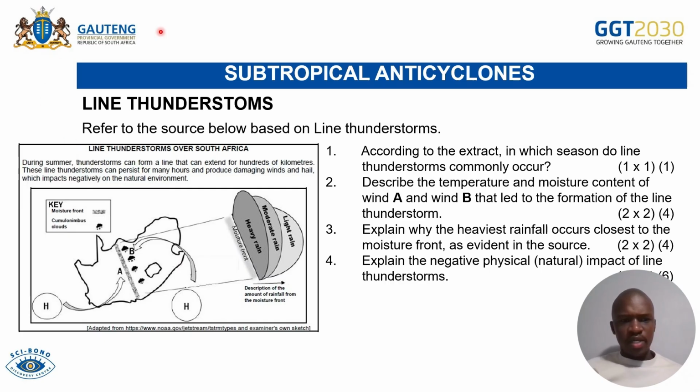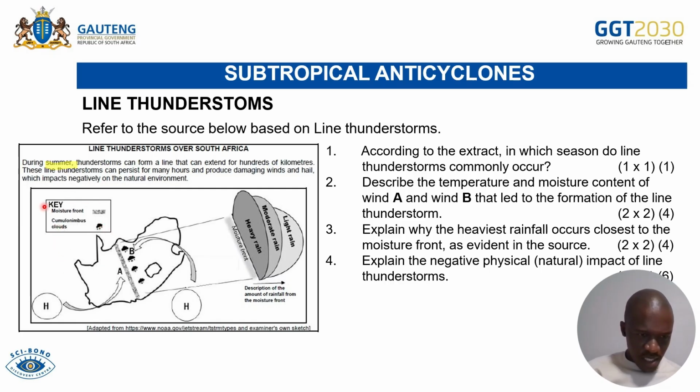In today's video, we are doing a short activity on line thunderstorms, right? Let's just read. Line thunderstorms over South Africa during summer. Let's highlight. You're already giving us some information there. During summer, let me highlight summer. Line thunderstorms or thunderstorms can form a line that can extend for thousands of kilometers. These line thunderstorms can persist for many hours and produce damaging winds and hail, which impacts negatively on the natural environment, right?